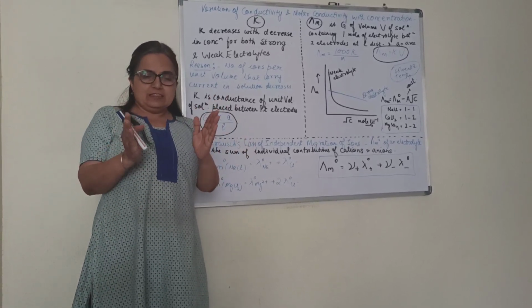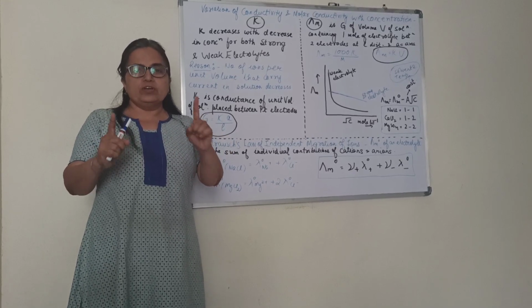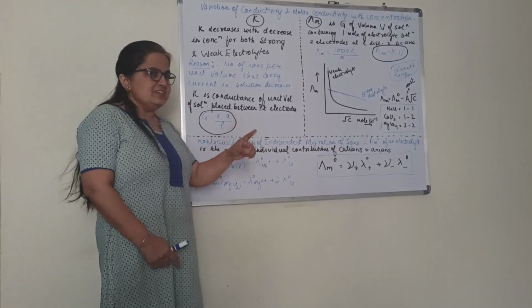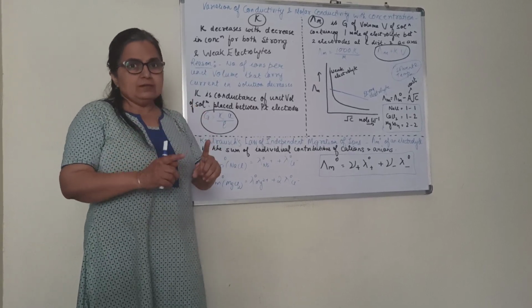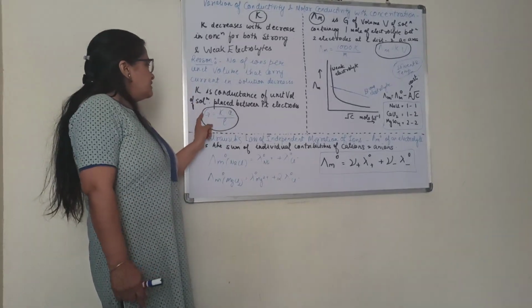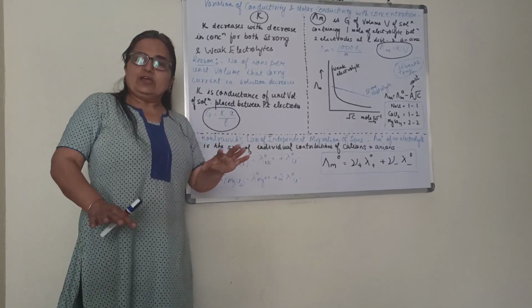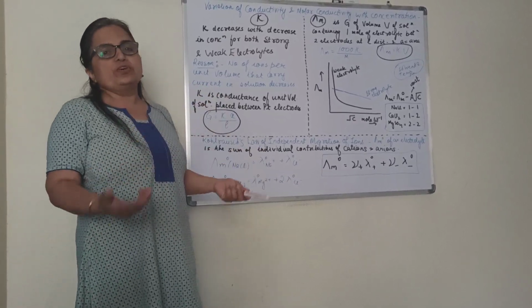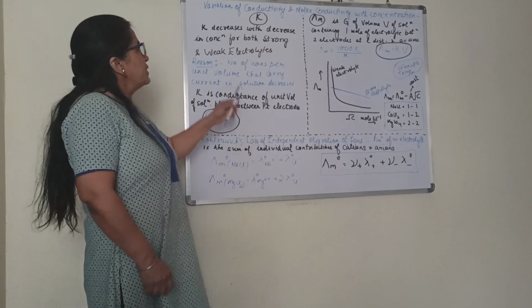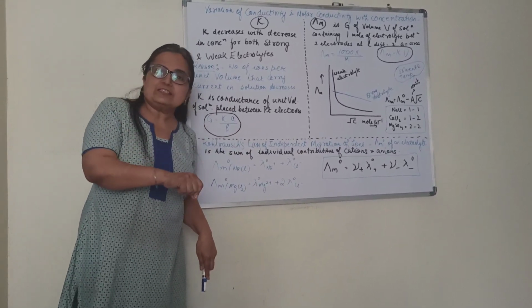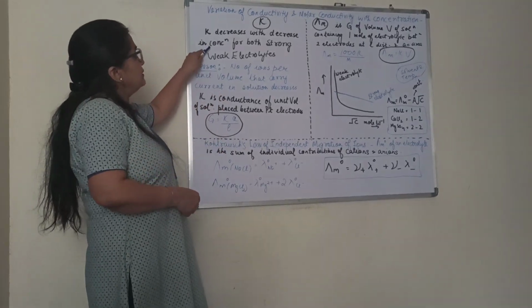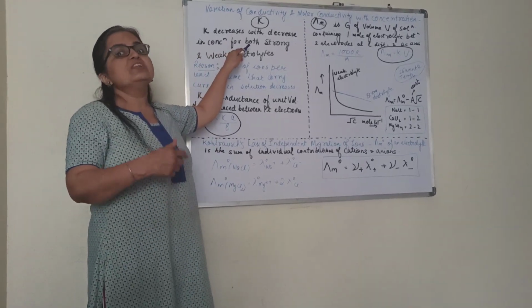So if the length, that is the distance between the two electrodes, is 1, and area is 1 centimeter square, the volume will be 1 centimeter cube. So then we say kappa and G are equal. Now how will concentration affect kappa, we are discussing? Kappa, that is specific conductance, decreases with the decrease in the concentration, means with dilution.